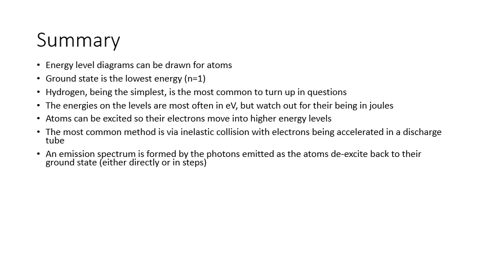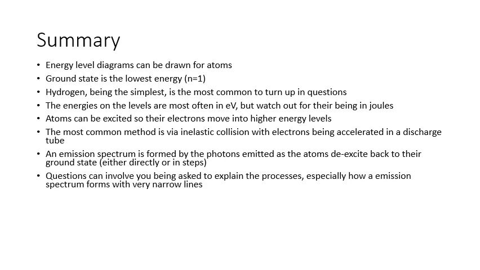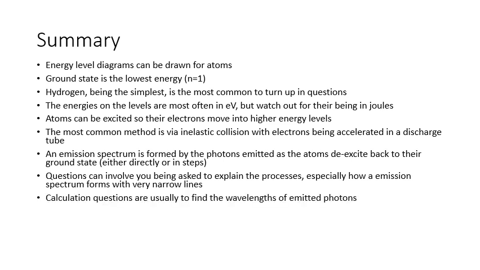It could have gone directly down and produced a big UV photon, or go in 2 steps and produce a visible photon and a UV photon. Questions can involve you being asked to explain the processes, especially how an emission spectrum forms with those very narrow lines. I went through how to answer that question. And calculation questions are usually to find the wavelengths of the emitted photons, and we had a look at that in the very first of these videos.